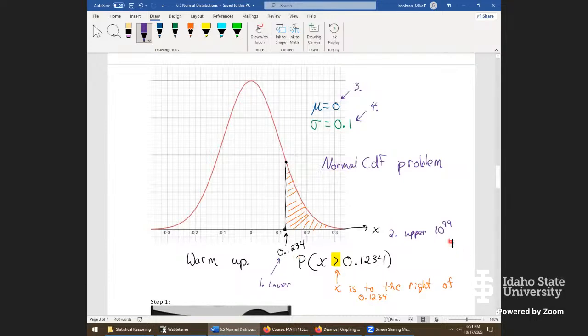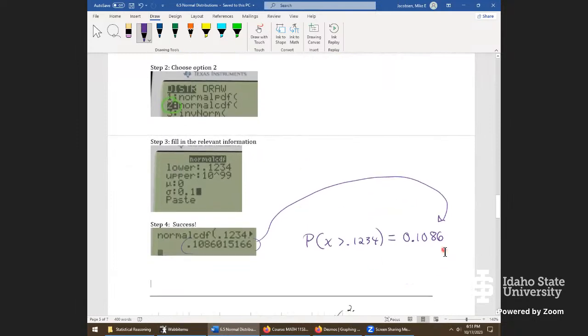Go to 2 right here. 10 power 99. Then comma again. Then go to number 3, which is a 0, comma, number 4, which is a 0.1. And then you have to close the parenthesis to make it look like that. Then if you enter on that, you should be getting the 0.1086. Yeah. Is it working out?